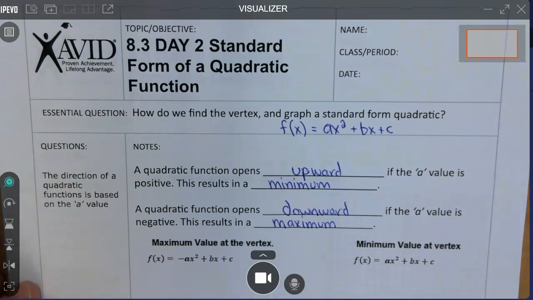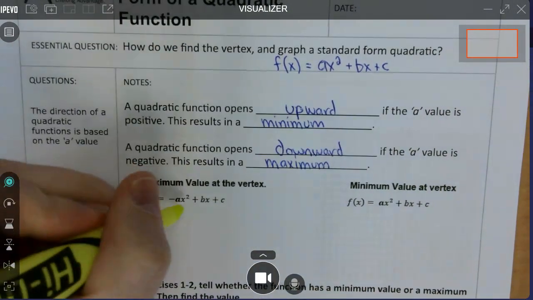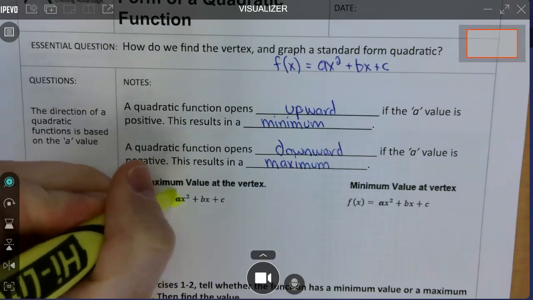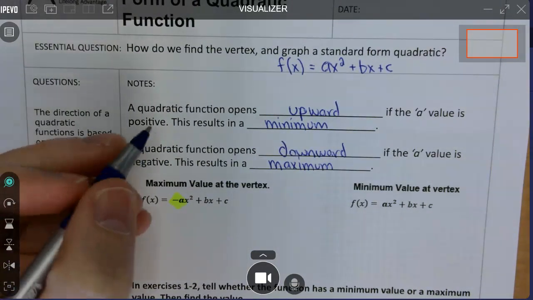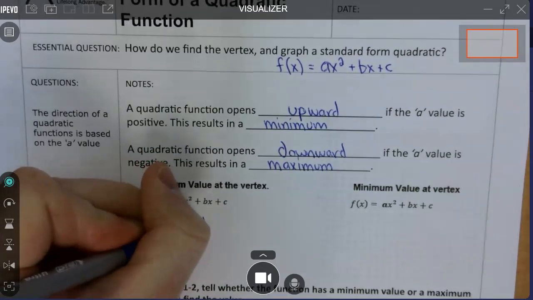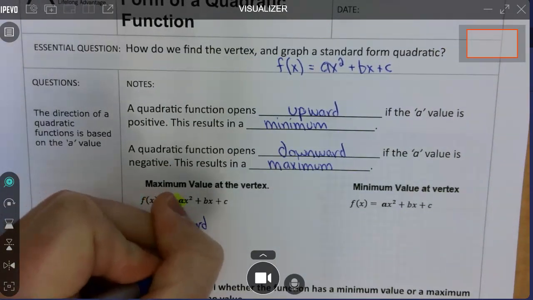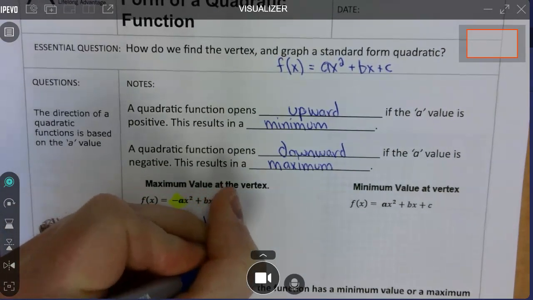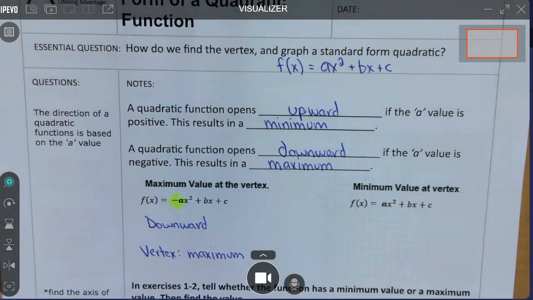And so the nice thing is you'll know right away. You'll know right away just by looking at the a value. So if the a value is negative, I see a negative right in front of everything, well, that automatically means that this is a downward opening parabola. Automatically. It also means that the vertex is going to be a maximum. So right away, even before I start plotting points, I already know the vertex is going to be at the very top, and it's a downward opening parabola.